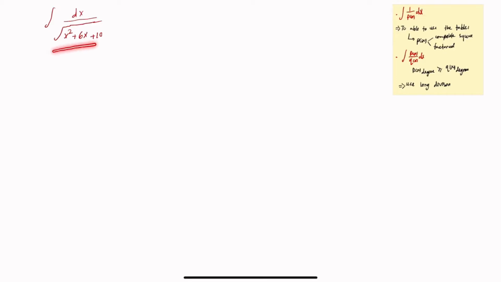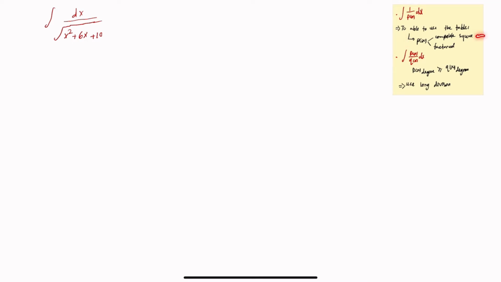Here we have the integral of dx over the square root of x squared plus 6x plus 10. Notice in here that the integrand is in the form of 1 over square root of p of x. P of x is just a polynomial. So to be able to use the table of integration, I'm going to derive the p of x.